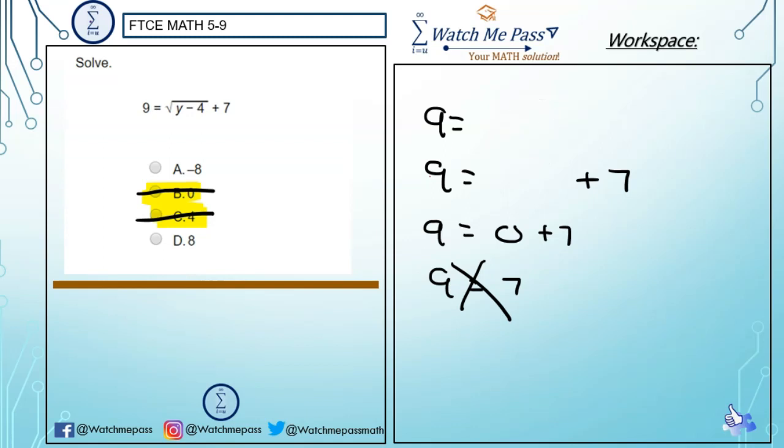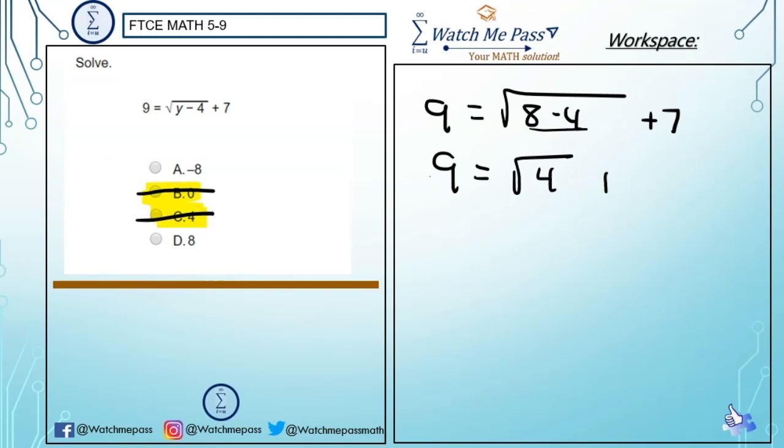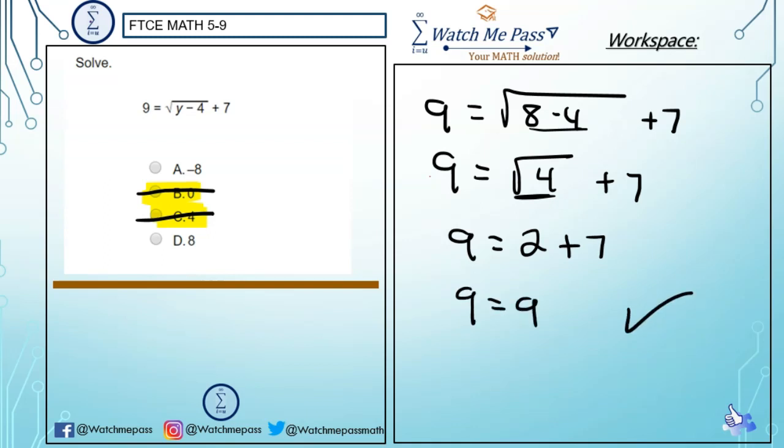Let's go ahead and try D. Let's plug in 8 and see what happens. We have 9 equals the square root of 8 minus 4 plus 7. 8 minus 4 is 4. You have the square root of 4 plus 7. The square root of 4 is 2, and 2 plus 7 equals 9. We do have equality on both sides of the equation. So our answer is answer choice D.